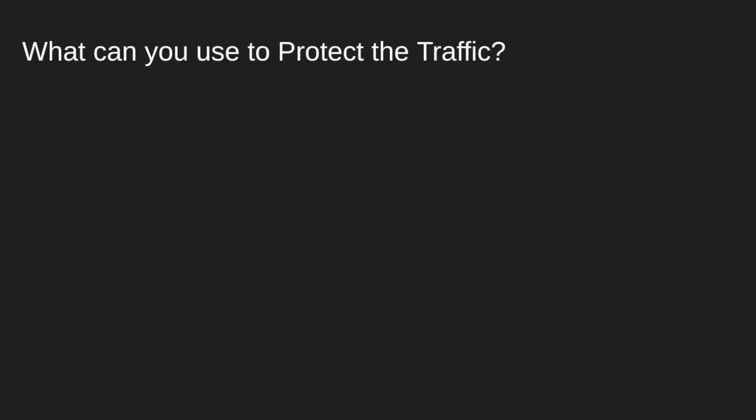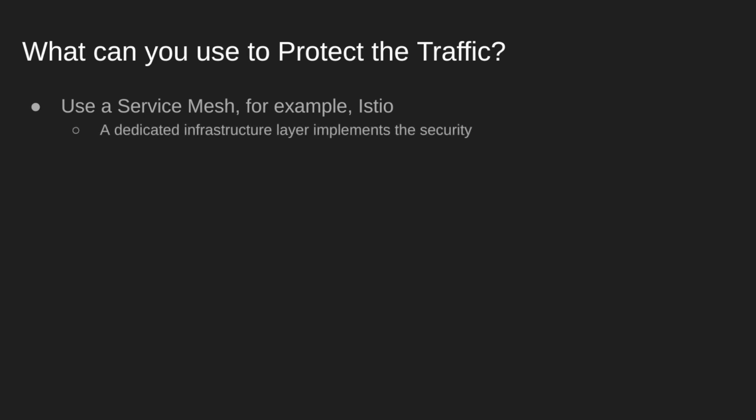Before going with the practical example, let's talk a bit about what we can use in Kubernetes or OpenShift to protect the traffic. Probably the best option will be to use a service mesh, for example Istio, which is an open source service mesh. With the service mesh, a dedicated infrastructure layer will implement the security for you. So your application will be agnostic regarding how the communication is secured behind the scenes. It means you can continue using HTTP endpoints, and this communication will be secured by the service mesh.